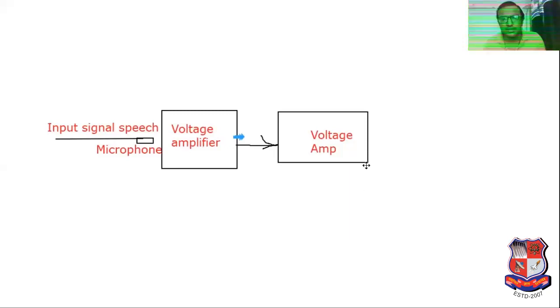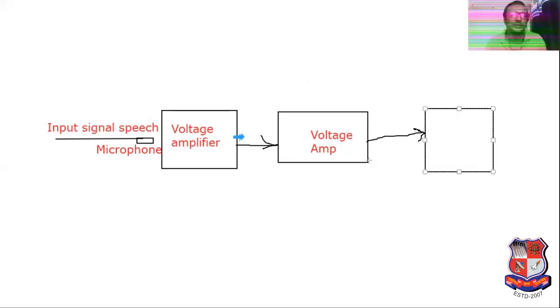Now these several stages of transistor can be directly applied to the power amplifier. What is the meaning of power amplifier? It is used to improve the power level of the input signal, and the output of the power amplifier can be directly given to the loudspeaker, and the loudspeaker amplifies the signal. So it is considered a real-time application. That's why it is known as public address system.